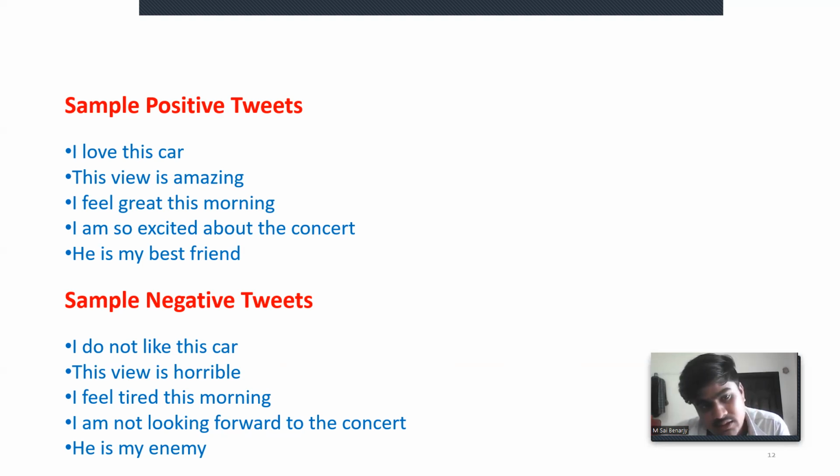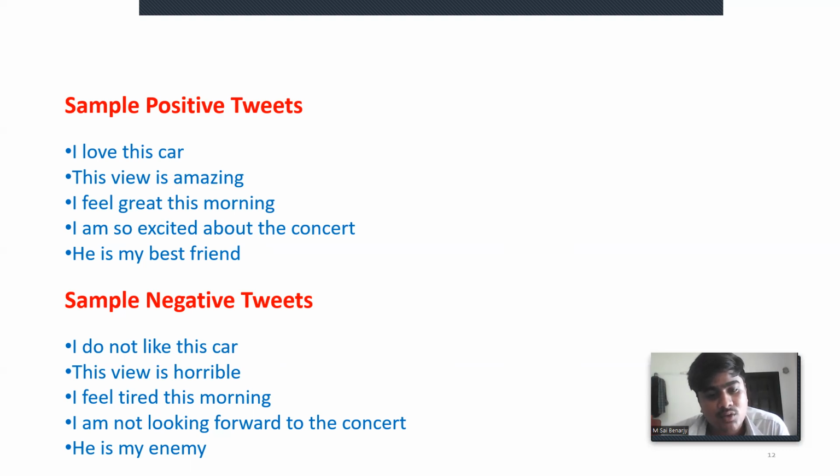And in this negative, I don't like this car. They are not satisfied with that car, and this view is horrible. They're not satisfied with the view, and I feel tired this morning. They're saying their emotions, that they are not feeling good, and with that we can see what their emotion is.